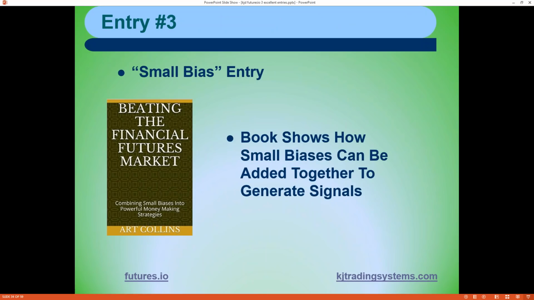So that's entry number 2. Entry number 3, another really cool entry and technique, and this one I've used a lot, and I actually used to teach a strategy with it in my workshop. It's from a book called Beating the Financial Futures Market, written by Art Collins. He's a commodity trading advisor. He's written a bunch of trading books. He's out of Chicago, and what he's done is he took a concept of little biases, adding up little biases to get a signal. And what do I mean by that?